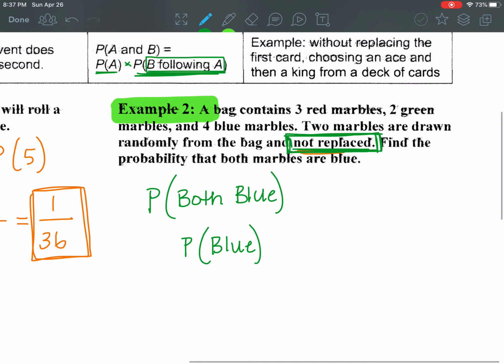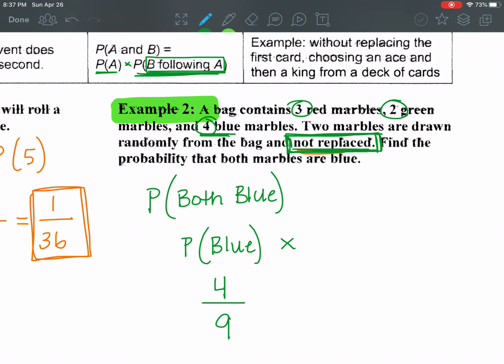How many blue marbles are there? I often see mistakes of, "Oh, we just need one blue marble, so that's our top number." No, remember, it's favorable. How many blue marbles could we possibly draw from the bag? So there's 4 blue marbles in that bag out of a total of 3, 2, so 5, and 4, so we have 9 total marbles, okay?